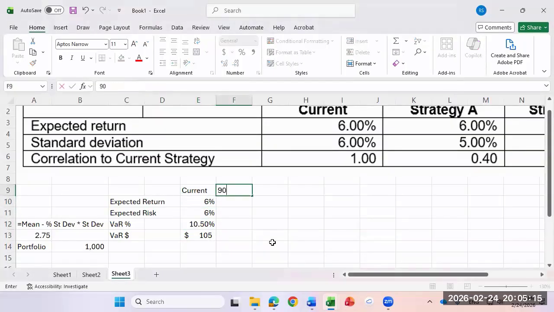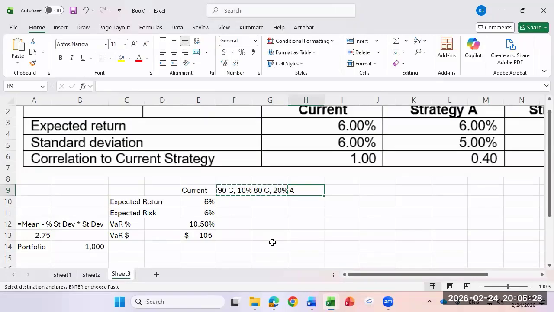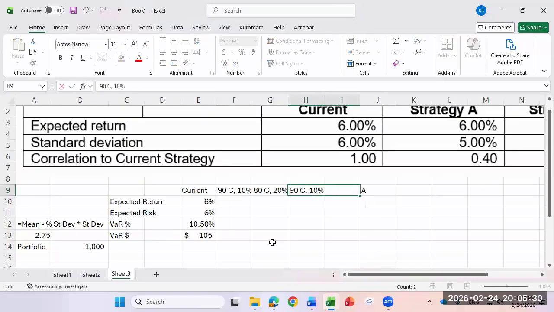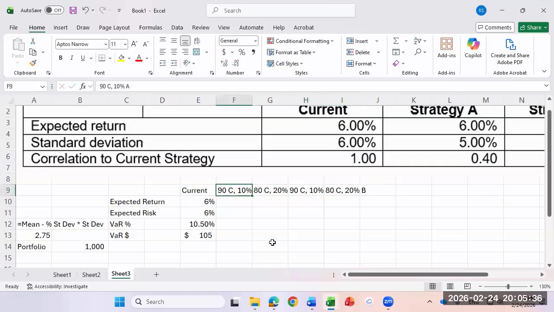So we could do 90 current and 10A. We could do 80 current and 20A. We could do 90 current and 10B, or we could do 80 current and 20B. All right, those are our choices.